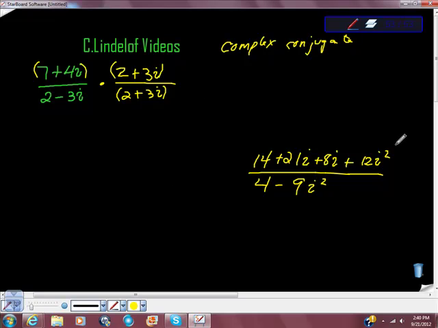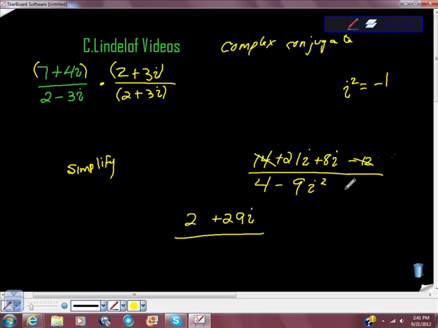So what we're going to do is a little bit of work here, remembering that i squared has a defined value of negative 1. So we can take this out and make this negative 1. So positive 12 times negative 1 is negative 12. And then we can start to simplify. We get 14 minus 12 is 2. And 21i plus 8i is 29i, isn't it?